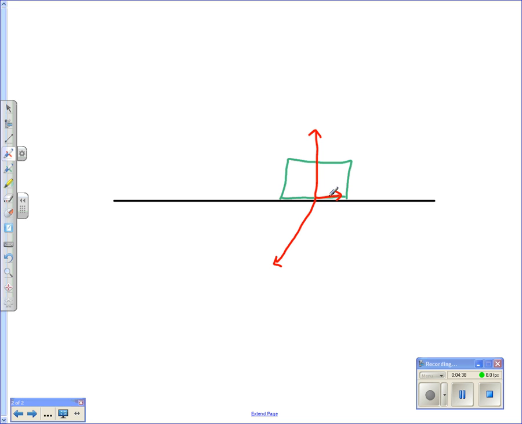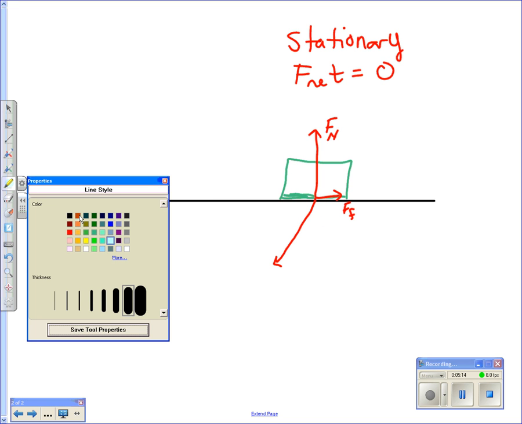Now you'll notice there's no force that directly opposes the normal force, and there's no force that directly opposes this force right here, which would be the force of friction. If the object is stationary, we know that the net force acting on the object has to be 0. So if the object is stationary, F net has to equal 0. So there has to be some force that is equal and opposite to friction, maybe in this direction. And there has to be some force, let me do a highlighter here.